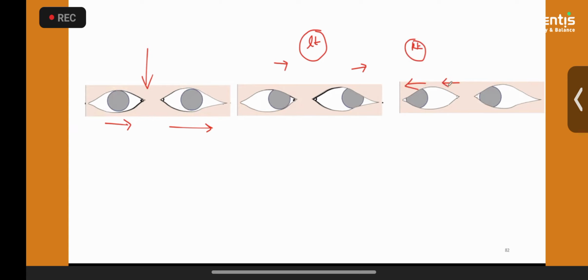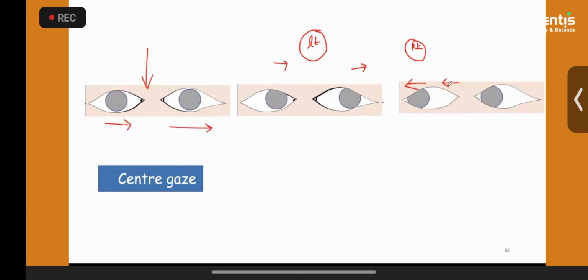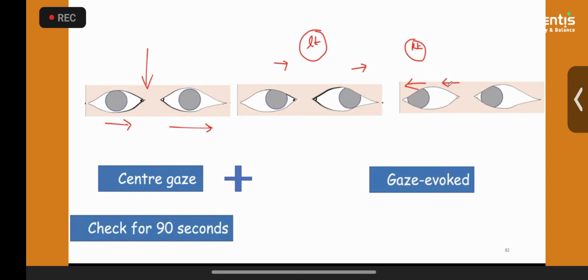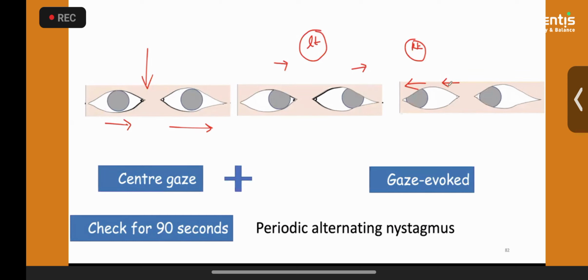So this is nothing but a combination of gaze evoked nystagmus and pure horizontal nystagmus. In such cases, it is very important to check for periodic alternating nystagmus. In these patients, it's very important to check the nystagmus for 90 seconds and check whether the nystagmus is altering its direction after 90 seconds.